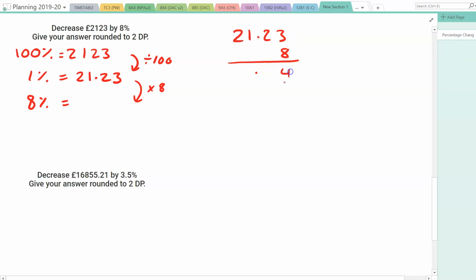8 times 3 is 24. 8 times 2 is 16, 17, 18. 8, 9, 16. £169.84.